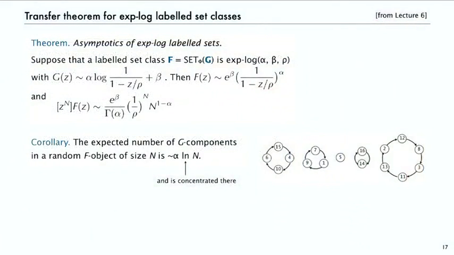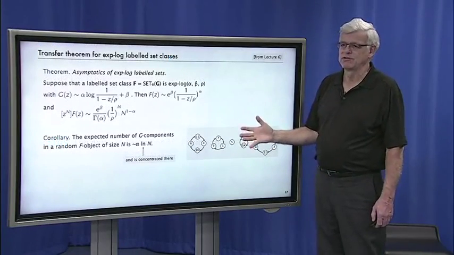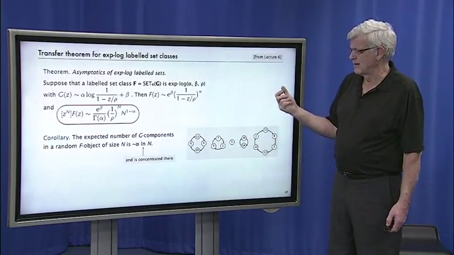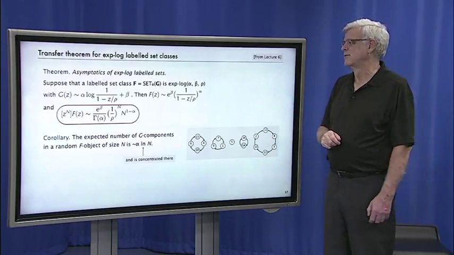And also there's a corollary that immediately gives the average number of components in a random object, where it's alpha log n, where alpha is the coefficient of the log in the approximation. So that's again a transfer theorem from the last lecture, and now we're going to look at applications. And the first one is, again, we'll just be focusing on the coefficient asymptotics.